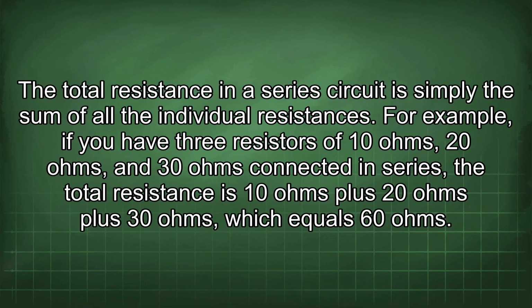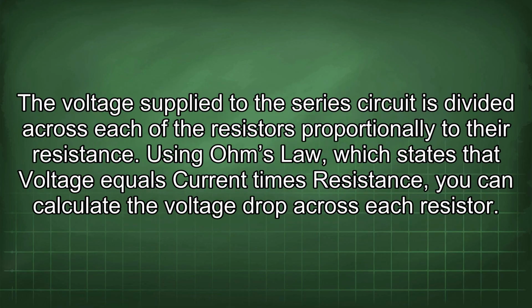The total resistance in a series circuit is simply the sum of all the individual resistances. For example, if you have 3 resistors of 10 ohms, 20 ohms, and 30 ohms connected in series, the total resistance is 10 ohms plus 20 ohms plus 30 ohms, which equals 60 ohms. The voltage supplied to the series circuit is divided across each of the resistors proportionally to their resistance. Using Ohm's law, which states that voltage equals current times resistance, you can calculate the voltage drop across each resistor.